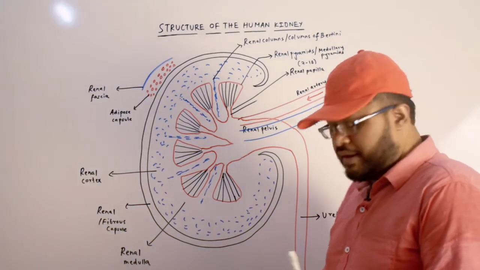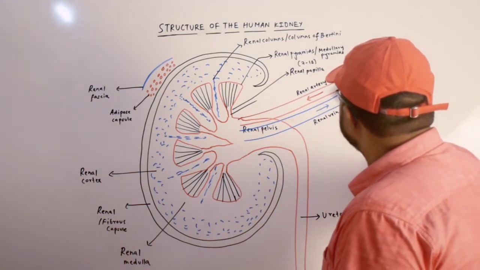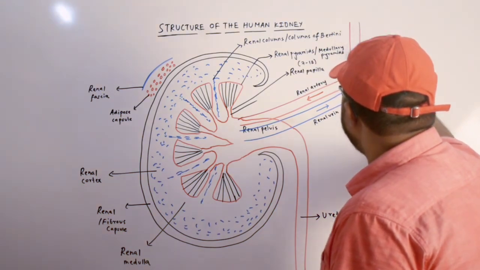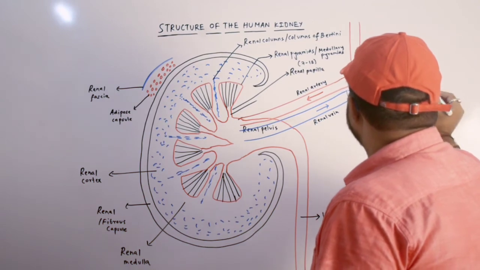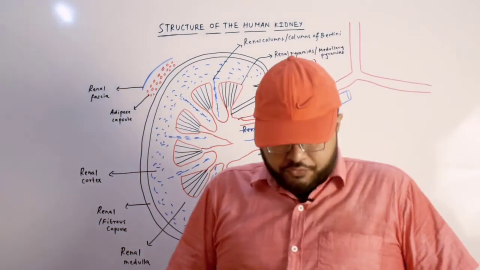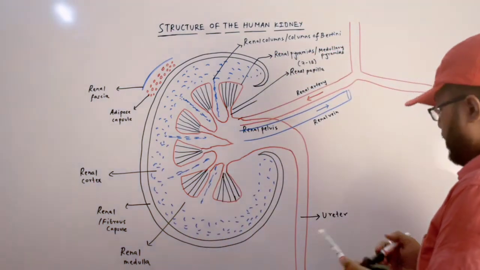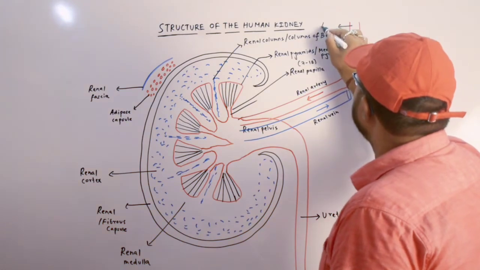Renal artery is a branch of the aorta. This is the aorta. The aorta branches to form two renal arteries, one for each kidney.